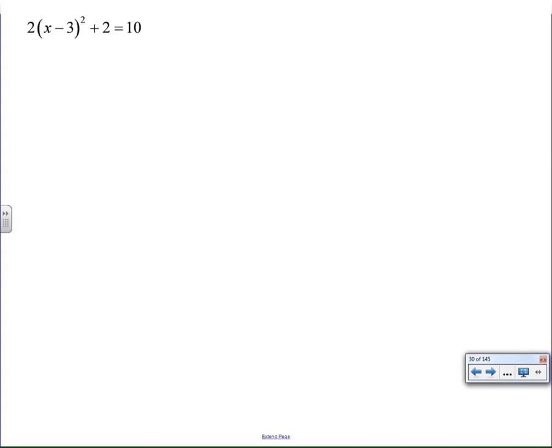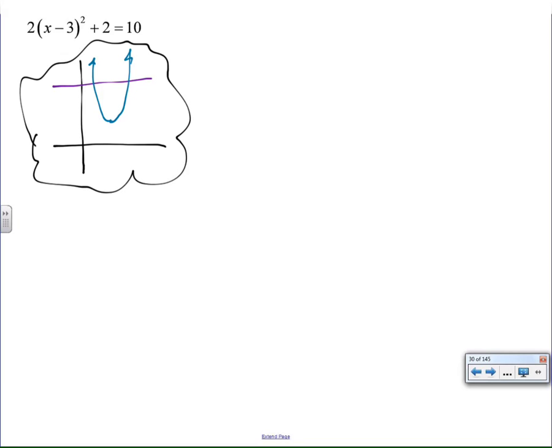Hello, today we're going to explore solving quadratic functions that are in vertex form, solving equations related to those functions, and we're going to use a graphical approach to support our geometric or algebraic approach. So we start by making a prediction of what the solutions to the left side and to the right-hand side will look like. The right-hand side is y equals 10, so that's just a horizontal line where y is always 10.